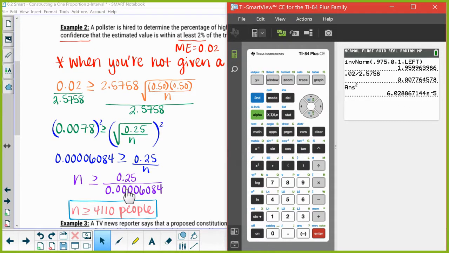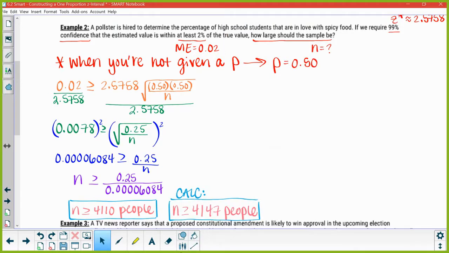But now I know I just need 0.25 divided by this number. So I'm going to do that. Alpha y equals 0.25 divided by my second answer. And then I'm going to press enter. When I do it in my calculator only, I get a sample size of 4147. That's a big difference between the rounded version and the non-rounded version. So I always recommend doing it in your calculator.